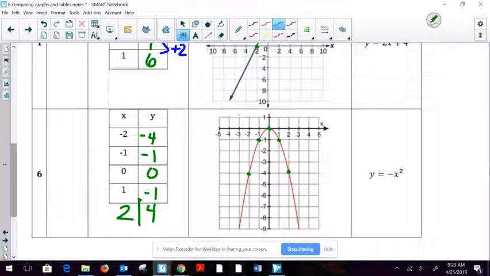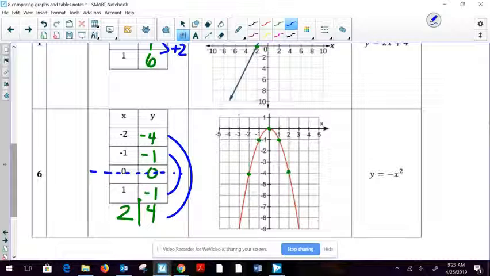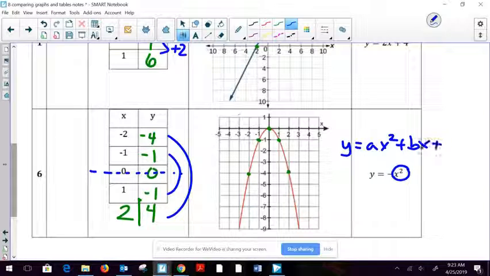So do you see how it's symmetrical? If we divide our table in half, with 0 being my middle point, everything is symmetrical. That's a good clue that we're talking about something that is quadratic. The other thing to notice is that we have an x squared. So y is equal to ax squared plus bx plus c.